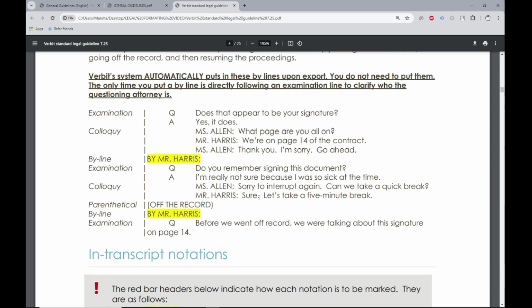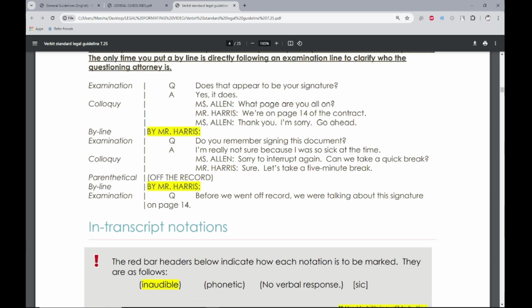Let's continue. Then we have these called parentheticals. This is called off the record. For example, Mrs. Allen is saying, "Sorry to interrupt again. Can we take a quick break?" "Sure. Let's take a 5-minute break." So you need to put off the record there. Then after they come back on the record, you are supposed to put a byline, so that we know who is questioning Anthony. You can't just start a Q&A without the byline. You have to put the byline.